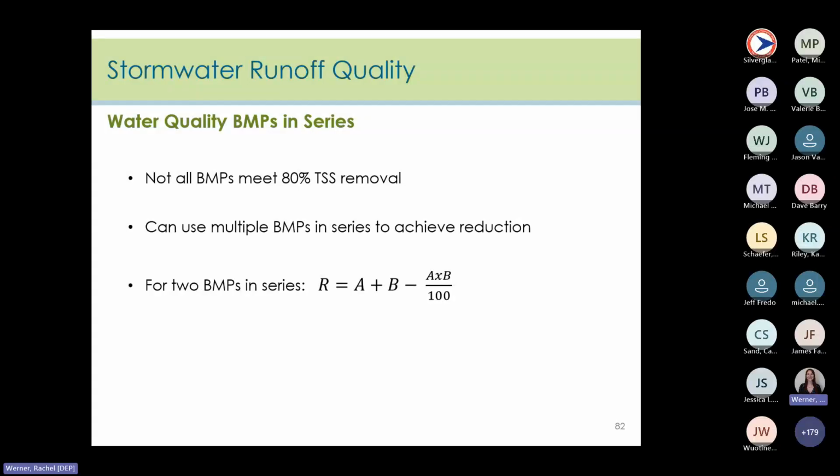Now, sometimes BMPs are used in series, meaning one right after another, like a treatment train, to obtain the needed TSS removal rate. Because remember, not all BMPs give 80% TSS removal, and Category 1 waters require 95% TSS removal. And some jurisdictions may also require a higher removal rate. So the equation in bullet 3 can be used to determine the total TSS removal rate, with R being the total rate, A being the rate of the first BMP, and B being the rate of the second BMP. And this equation is also in 7:8.